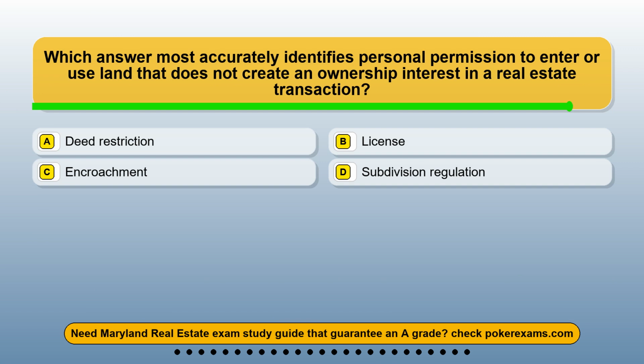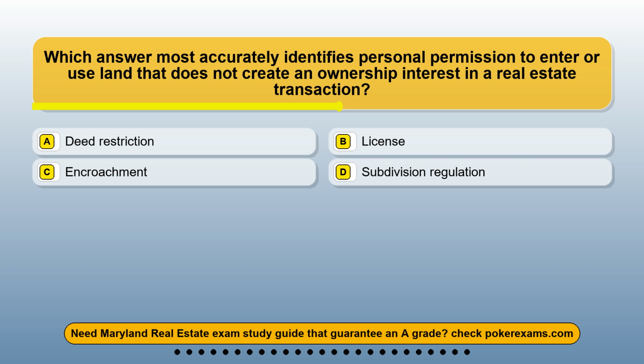Question 15. Which answer most accurately identifies personal permission to enter or use land that does not create an ownership interest in a real estate transaction? Option A. Deed restriction. Option B. License. Option C. Encroachment. Option D. Subdivision regulation.